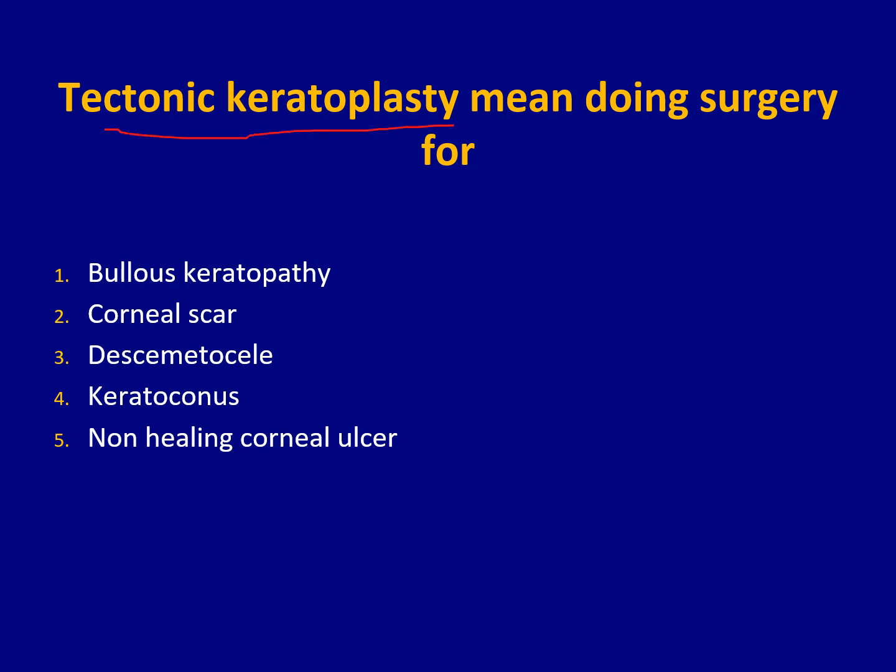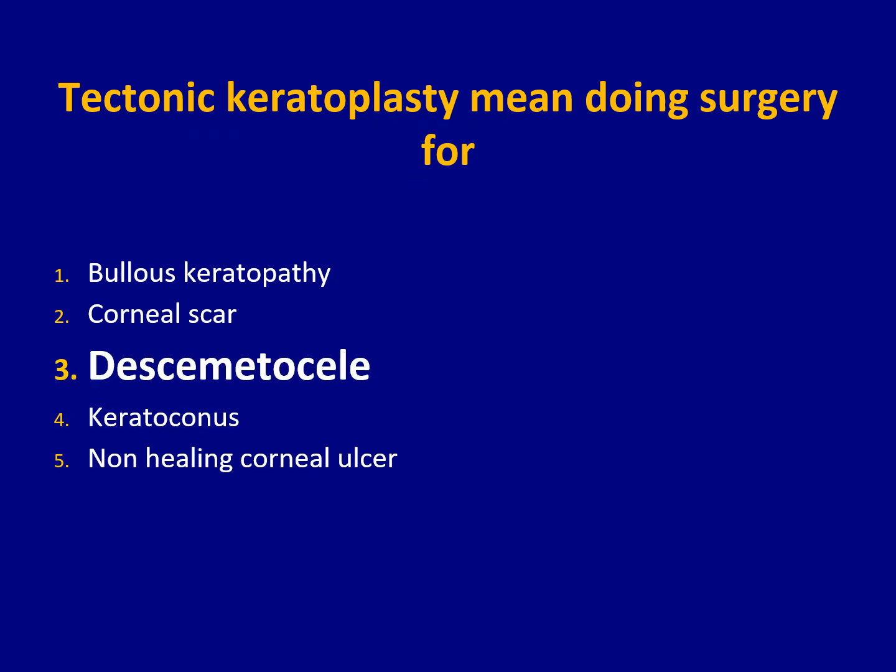Tectonic keratoplasty means doing surgery for bullous keratopathy, corneal scar, descemetocele, keratoconus, and non-healing corneal ulcer. Same options, just number 3 is being changed. Instead of thin cornea, we have written descemetocele here, so descemetocele will be the answer. And descemetocele is the answer. Next MCQ.